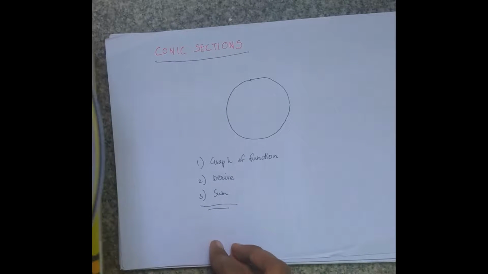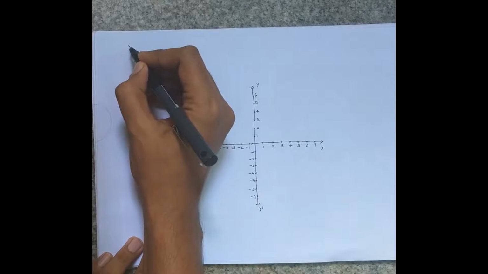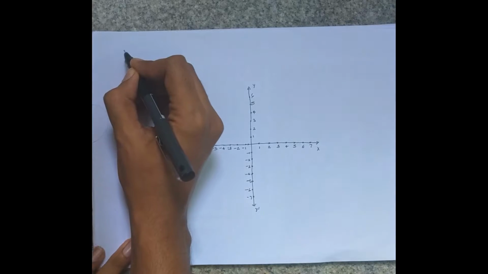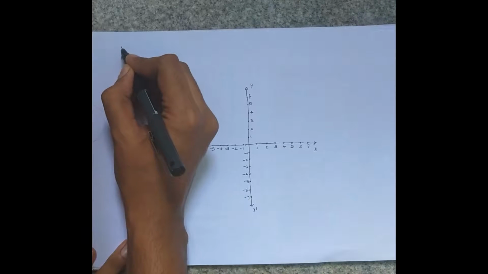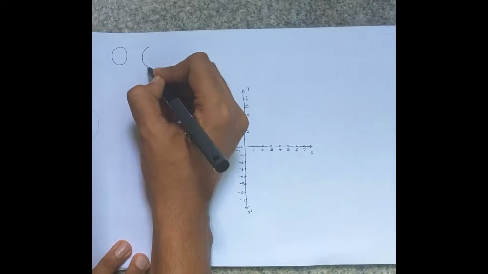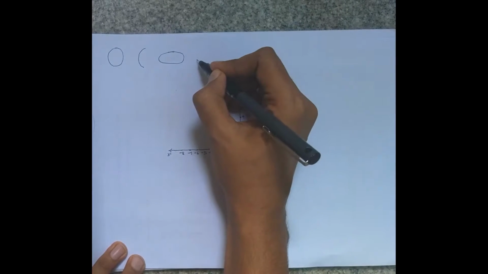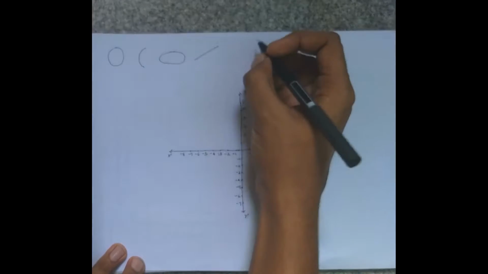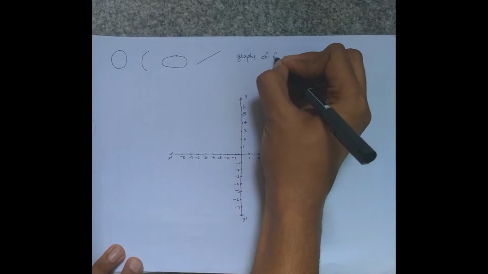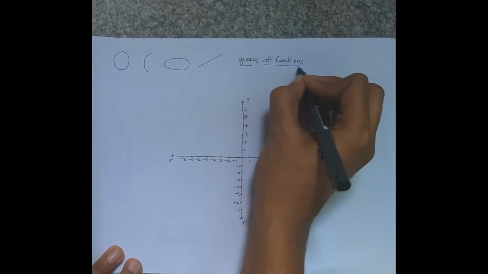So let's start. To kind of start off with that, what you have to do is remember that essentially any two-dimensional geometric figure, whether it be a circle or a parabola or an ellipse or even a straight line, all of them are graphs of functions. Now, what do I mean when I say it's a graph of a function?